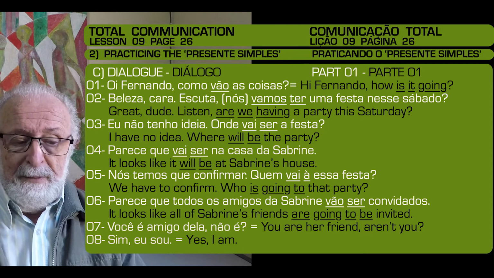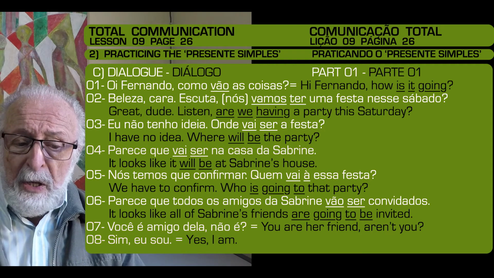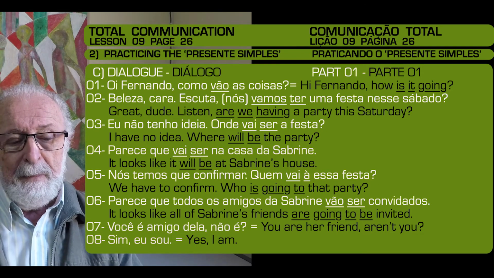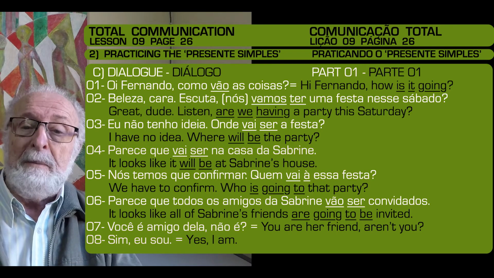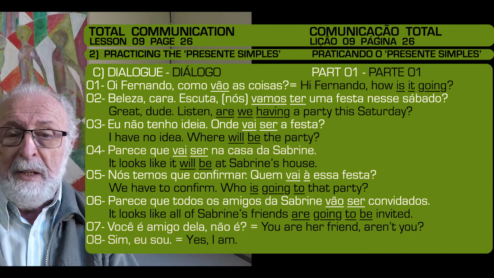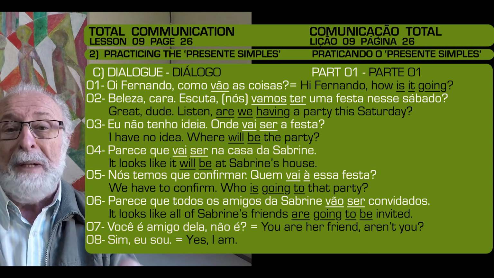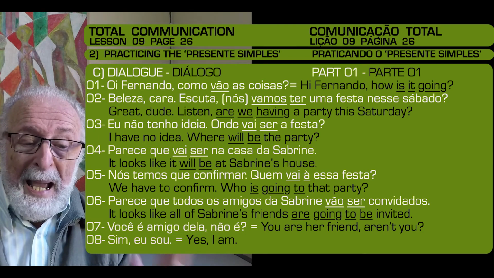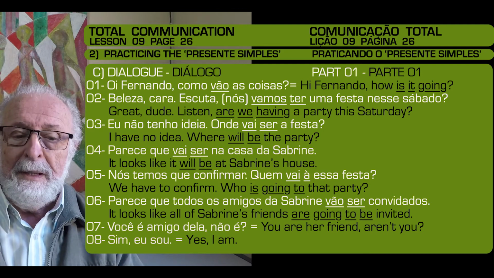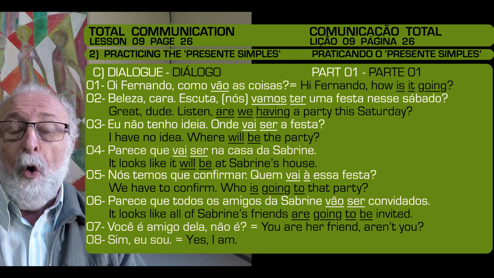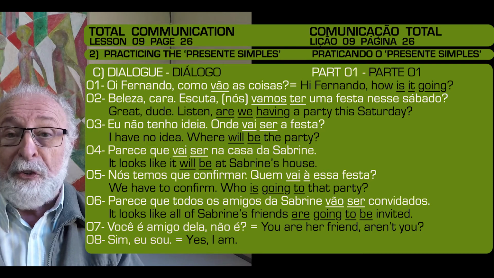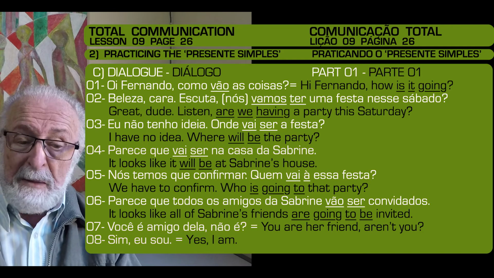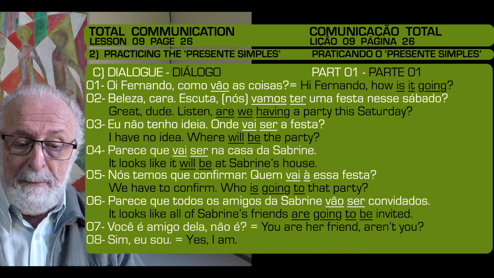In line 5, nós temos que confirmar. I put the verb confirmar, the same as to confirm. Confirmar is also Latin, so it's similar to your language. Temos que confirmar. We have to confirm. Confirmação is confirmation. We have to confirm. Nós temos que confirmar.